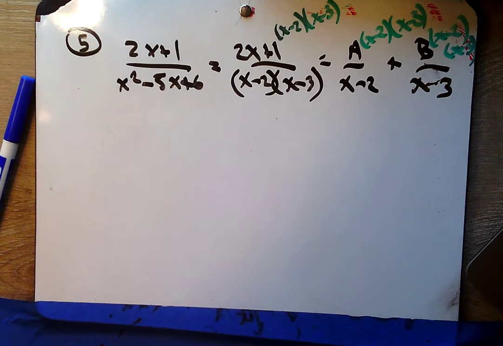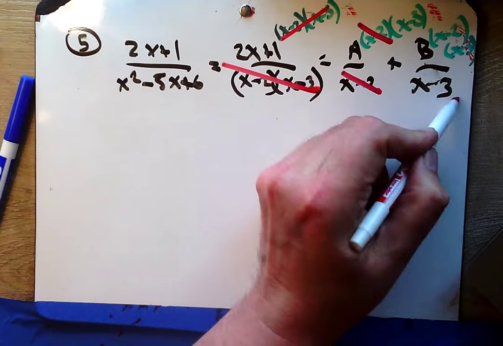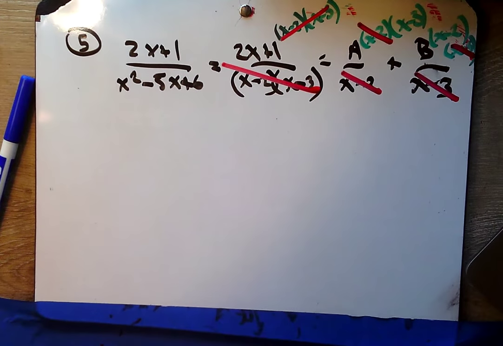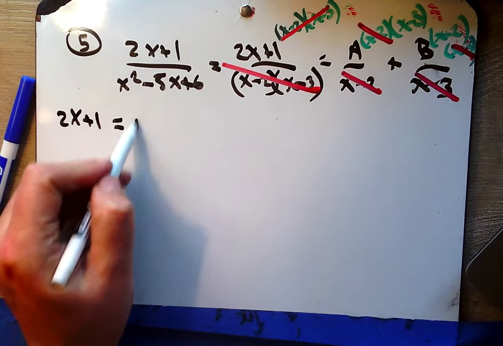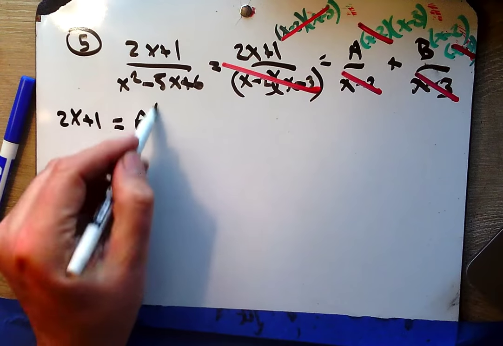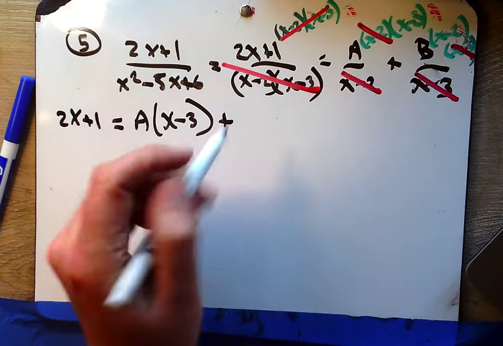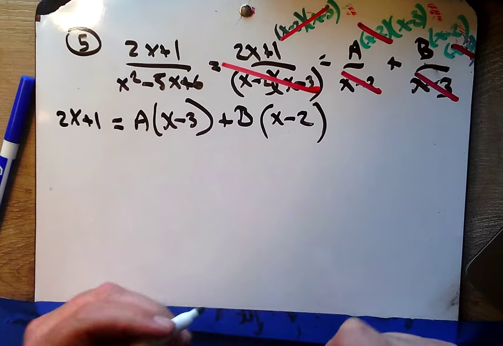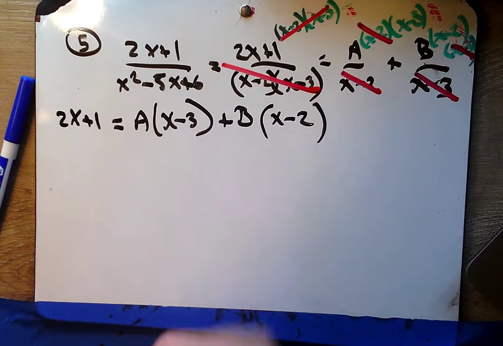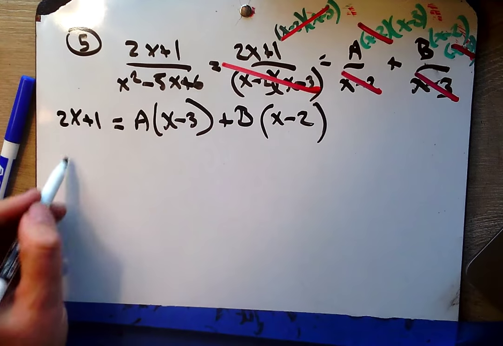So we're going to have a lot of canceling to do here. Boink, boink, boink, boink, boink, and boink. And what's left then is 2x plus 1 equals a times (x - 3) plus b times (x - 2). Okay, yeah, I'm still in favor of magic numbers. I see two constants, I see two magic numbers.